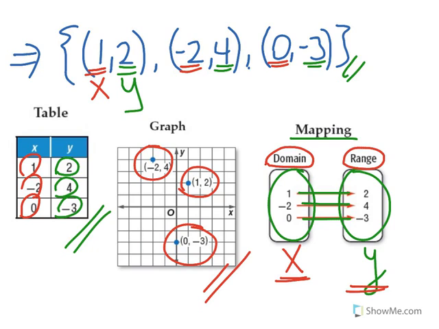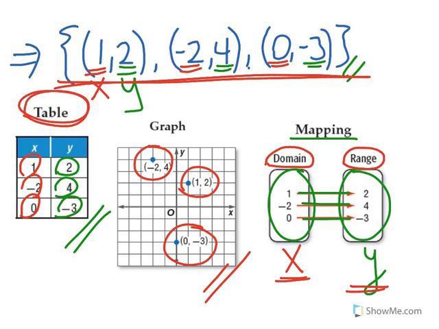So far, if we have a list of ordered pairs which shows us a relation, then we can represent the same relation by using a table, by plotting a graph, or by the mapping method. So we have three methods to use to represent relations. Let's have another example.